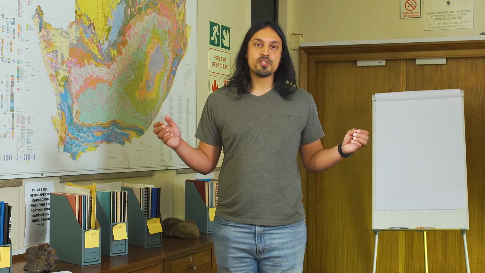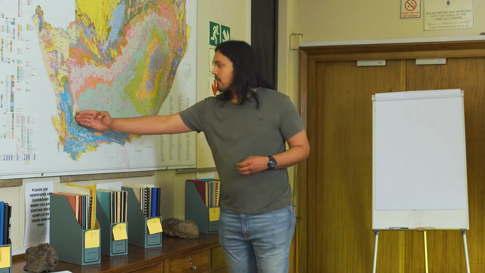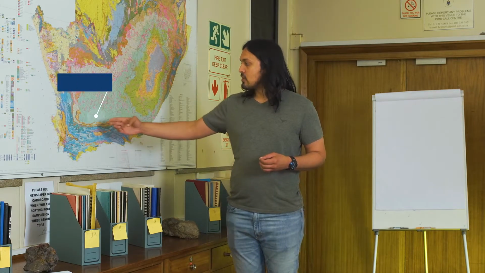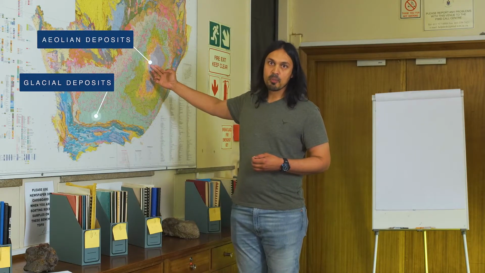Larger than formations, we have groups and supergroups. The Beaufort group consists of 7 different formations, and they're all genetically linked. They're all fluvial. At an even larger scale, the Karoo supergroup represents over 100 million years of crustal evolution and subsidence, and has multiple different depositional environments, from glacial deposits at the bottom to Aeolian deposits at the top.